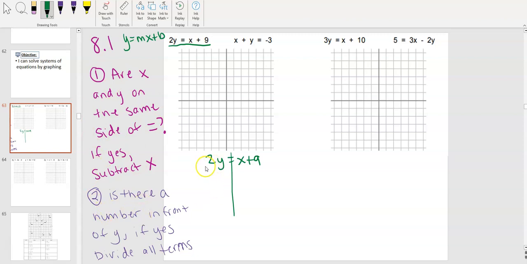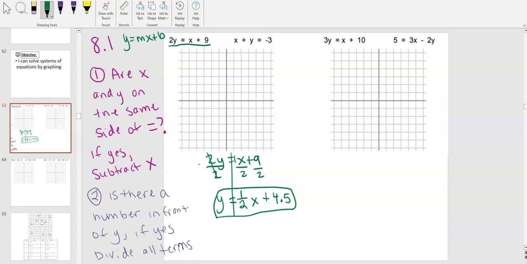Is there a number in front of y? Yes, there is. So I'm going to divide every term by that number, that coefficient, so that I can get y by itself. Remember that there's really a 1 in here, and we want our slope in fraction form. So I'm going to keep it 1/2 x. However, I do want my y-intercept to be a fraction. So 9 divided by 2 is 4.5. And that's it. I now have a formula in slope-intercept form.